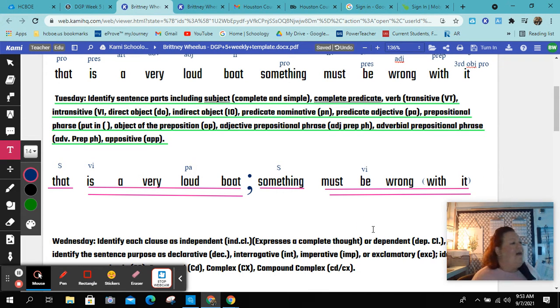Now, once I have identified my prepositional phrase, I have to then identify my object of the preposition. The object of the preposition will always be a noun or pronoun located at the end of the preposition. So what is the OP of this prepositional phrase? It.